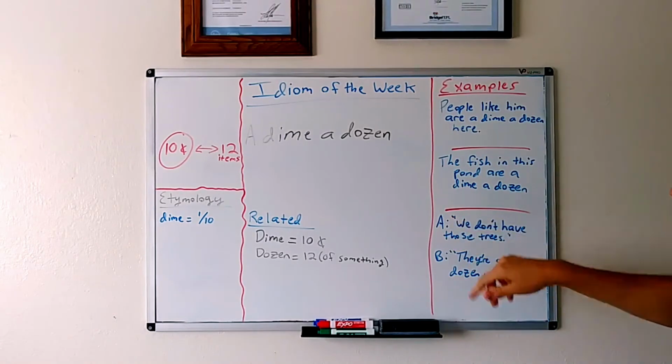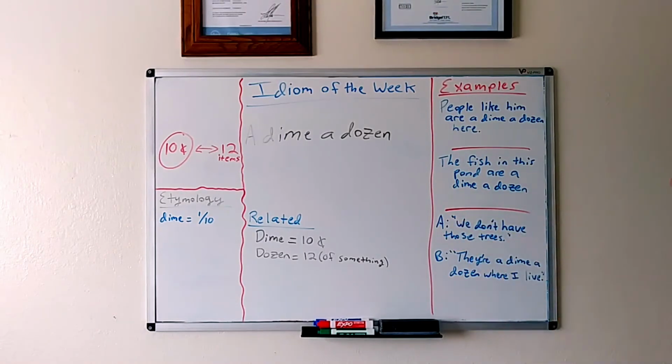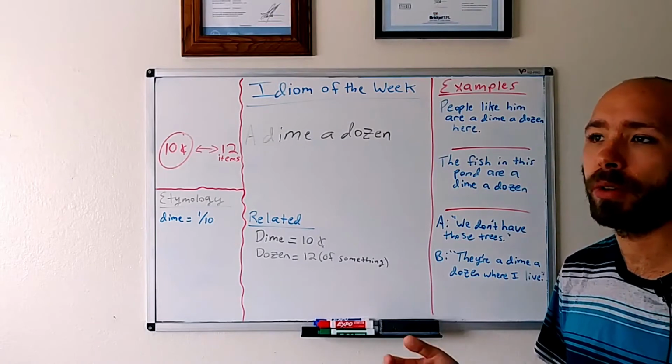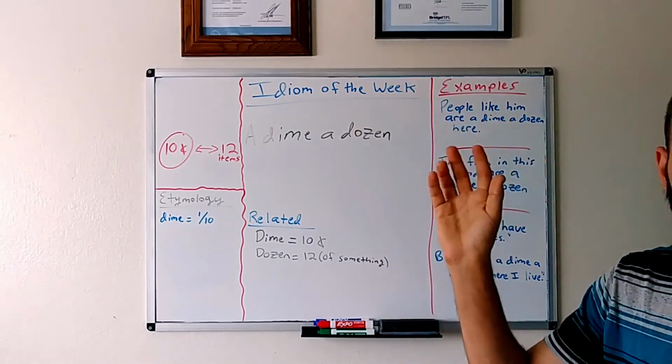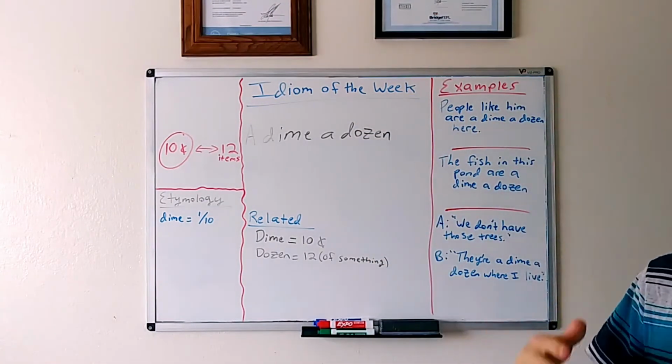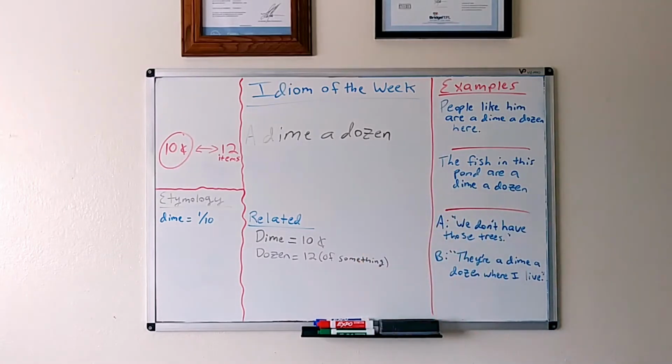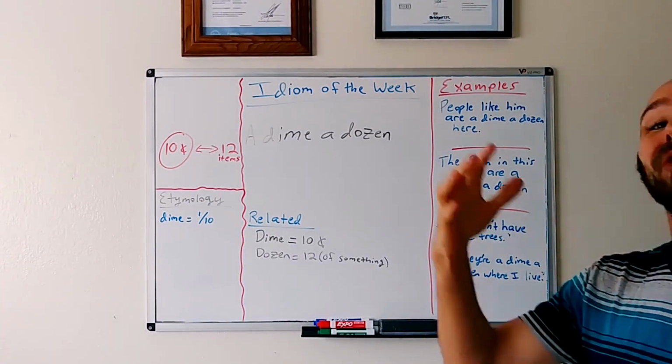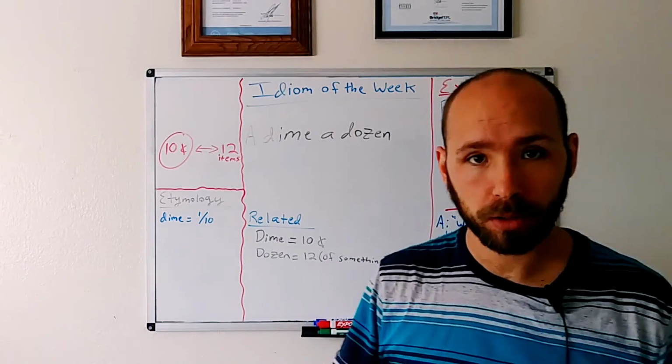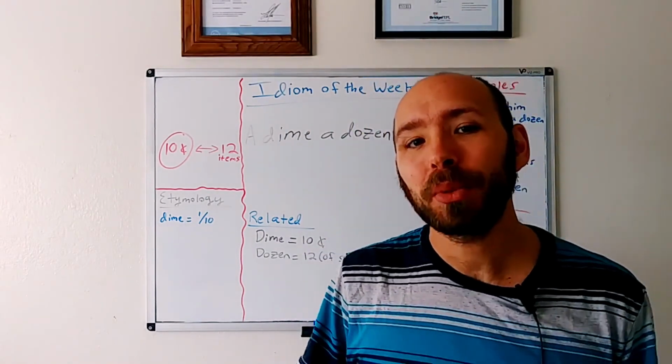Now, next we have a sort of little dialogue here to give some more context. Again, let's say you and I are talking, I'm visiting you, and I notice that you don't have any pine trees. And where I live, there's lots of pine trees. So I say, oh, it doesn't look like you have any pine trees here. And you say, oh, we don't have those trees. And I say, they're a dime a dozen where I live. So that means pine trees, in this case, are very common where I live. You see them everywhere.